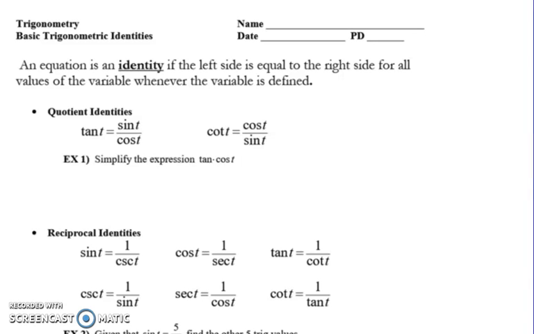Okay, today we're going to go over some basic trig identities. Now notice the definition here at the top, where an equation is an identity if the left side is equal to the right side for all values of the variable whenever the variable is defined.